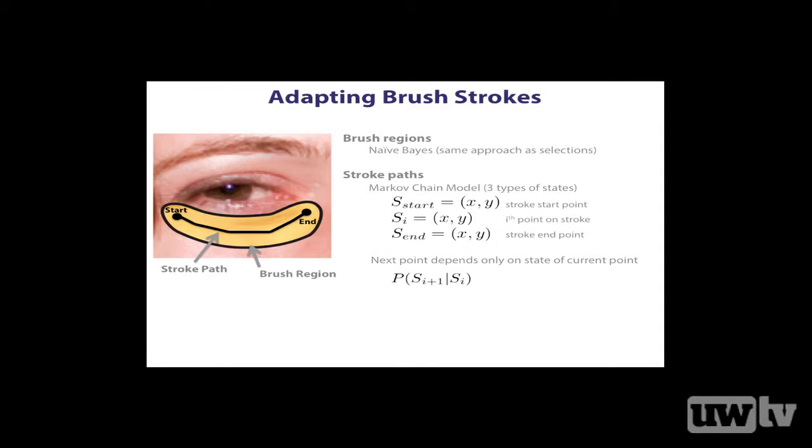To adapt the stroke path, we use a Markov chain model with three states: the start point of the stroke, the intermediary ith point of the stroke, and the end point of the stroke. And so once we set the start point of the stroke, the next position only depends on the current position. So given a previous point P on the stroke, we compute a table of transition probabilities to all of its neighbors Q. And then we pick the Q as the next point that maximizes this transition probability. And we provide a lot more detail on the stroke transfer in the paper, where we also describe how we can compute multiple strokes within a brush region.